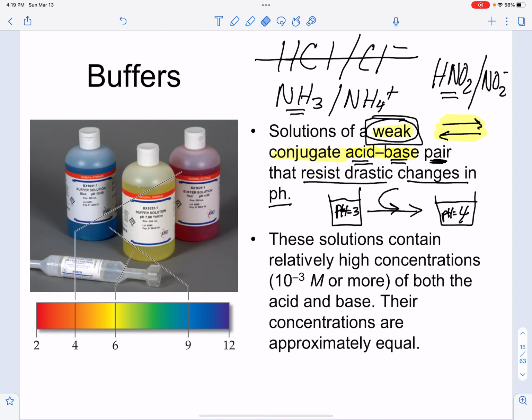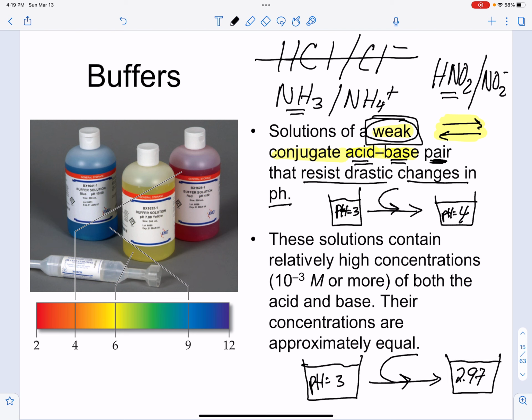However, if you have a solution with a pH equal to 3, and you add something to it, and the solution changes to 2.97, that means that was a buffer because it prevented a drastic change in pH. So that's the main definition, or basic definition, of what a buffer is.